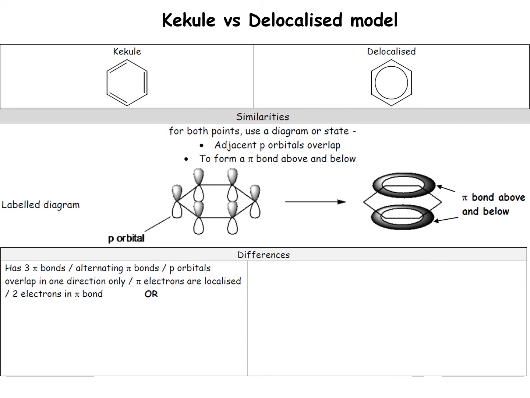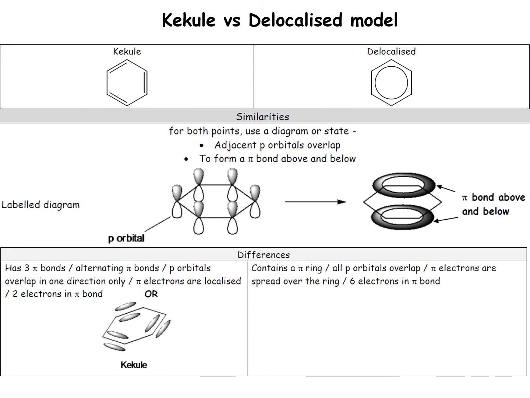Alternatively, the pi electrons are localized. Remember that key term that says they're fixed just over 2 carbons rather than spread out. Or you could say there are 2 electrons only in the pi bond. To draw a diagram, clearly identify that this is the Kekule model, and you would draw those pi bonds over those alternating areas. Not a particularly complex diagram. Again, the biggest issue was it wasn't identified as a Kekule structure.